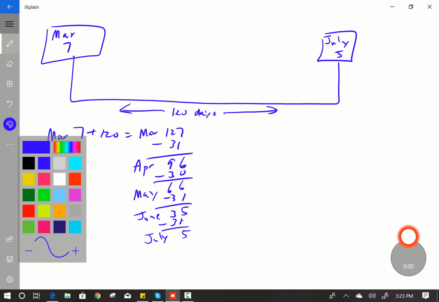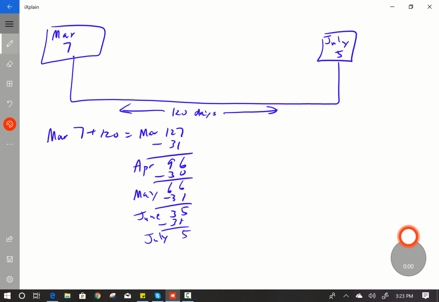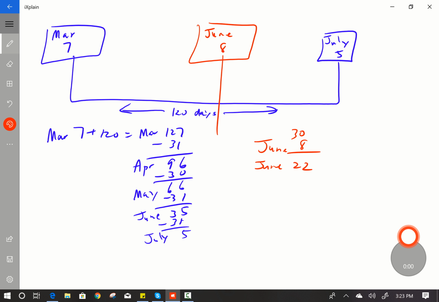Okay, now I'm going to discount this note on June the 8th. So the number of days between June the 8th and July the 5th, first of all, June the 8th, there's 30 days in June, so that means that there are 22 days remaining in June. And then July, it matures on the 5th. Add that together. That means there's 27 days in the discount period.